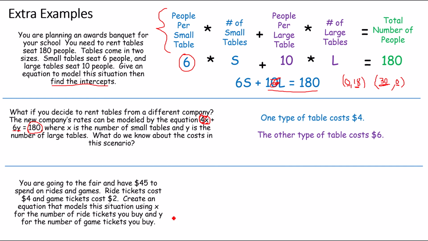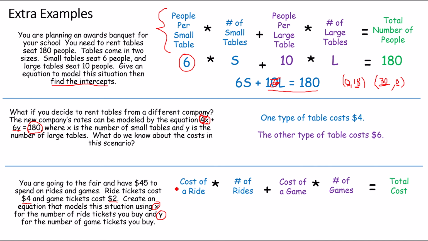One more problem. You're going to the fair and have $45 to spend on rides and games. Ride tickets are $4. Game tickets are $2. Create an equation that models this situation using x for the number of ride tickets and y for the number of game tickets. I think you can do that on your own. It may help to do the verbal model. You have the cost of a ride times the number of rides, and you have the cost of a game times the number of games. Altogether, that should give you your total cost. Can you give me that equation?